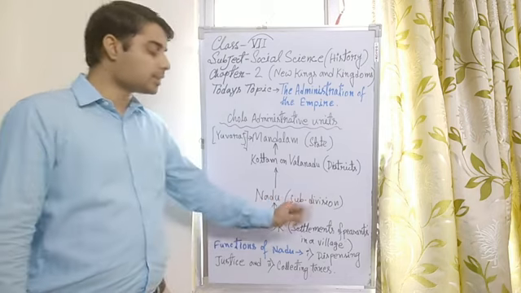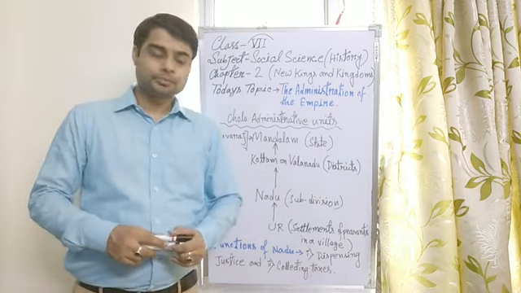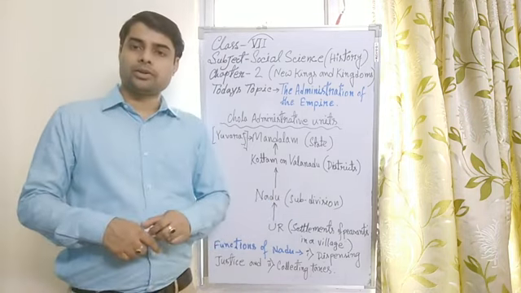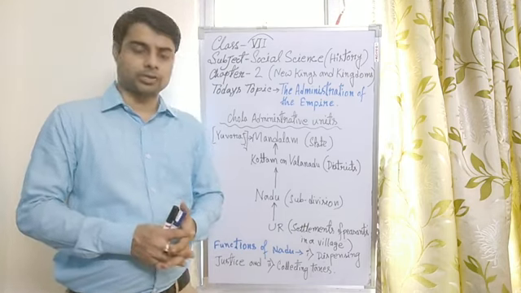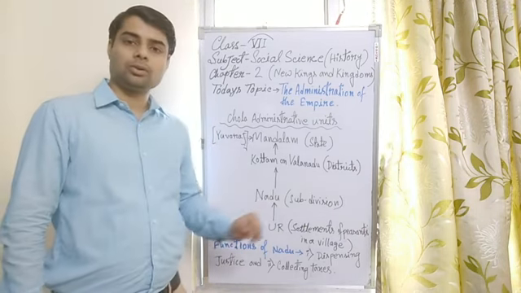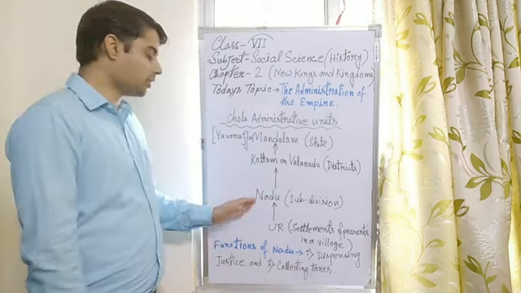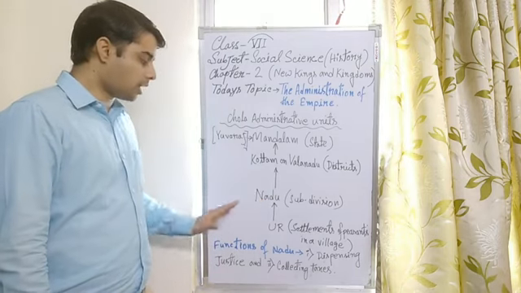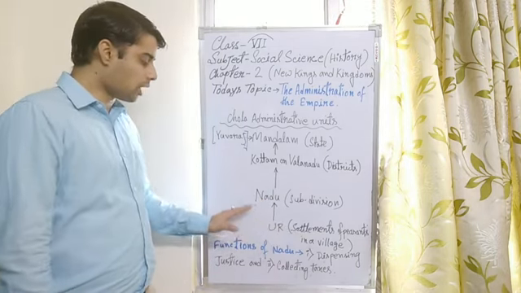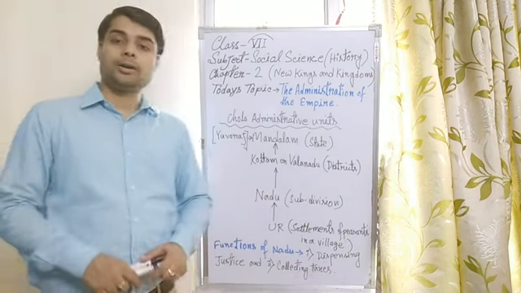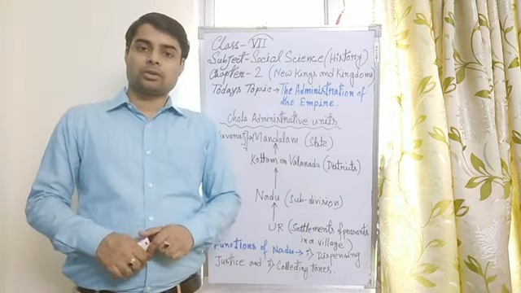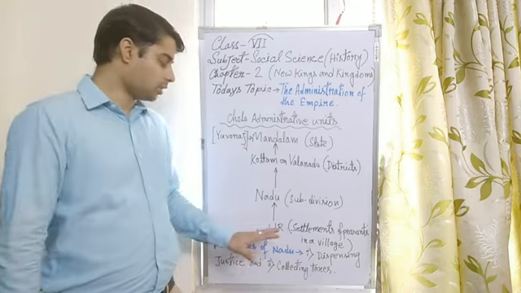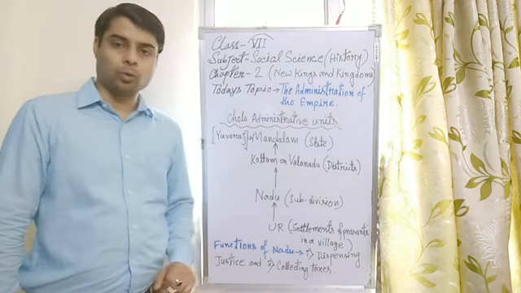After Ur, the next unit is Nadu. Nadu is like today's subdivisions. Today our districts are divided into many subdivisions. So at that time Nadu was also a subdivision of their administrative units, and a lot of Urs formed a Nadu. A group of villages like our Ur formed Nadu.